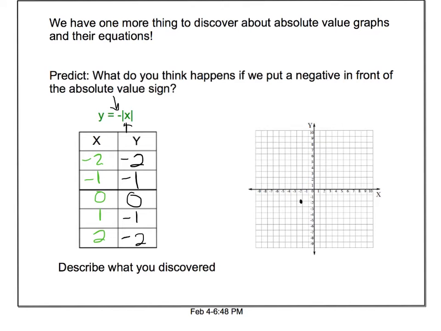And when you graph this, maybe this is what you guessed would happen. It has flipped our absolute value over the x-axis. We normally don't say flipped. The word we like to use in math is reflected. So our parent absolute value function was reflected over the x-axis because there was a minus sign in front of it. So now we have another bit of information for how to graph an absolute value equation.